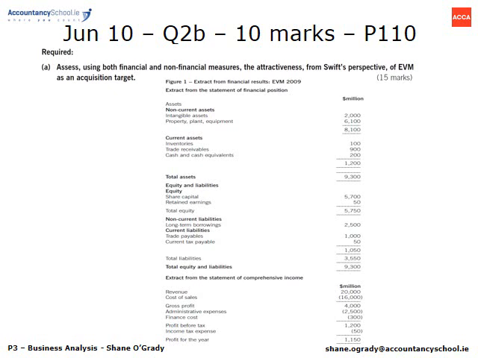Because one of the ways you're going to figure out if EVM is an attractive acquisition target for Swift is to take Swift's performance in those areas and use those to benchmark against EVM's performance in those areas. So in other words, work out those ratios for EVM and then compare and contrast.